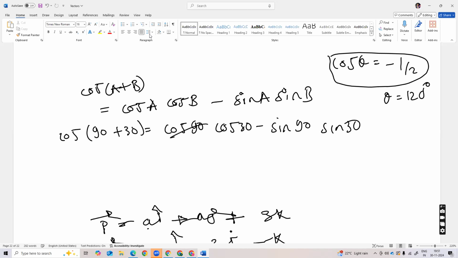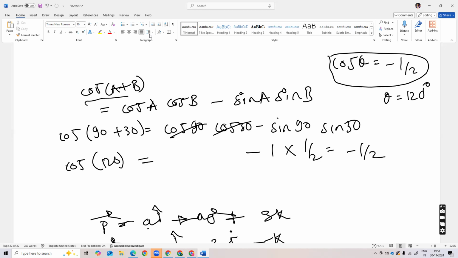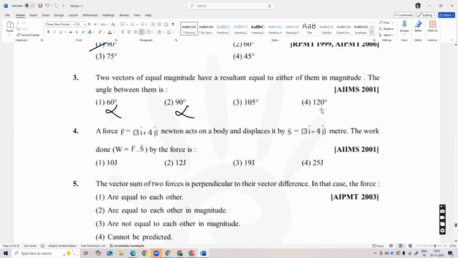So cos 90 is 0, so this term will get cancelled. Then it will be minus sin 90, which is 1, into sin 30, which is 1 by 2. So it will be minus 1 by 2. So cos 120 is basically minus 1 by 2. You can easily find it using these formulas. So the answer for this question is 120 degrees.